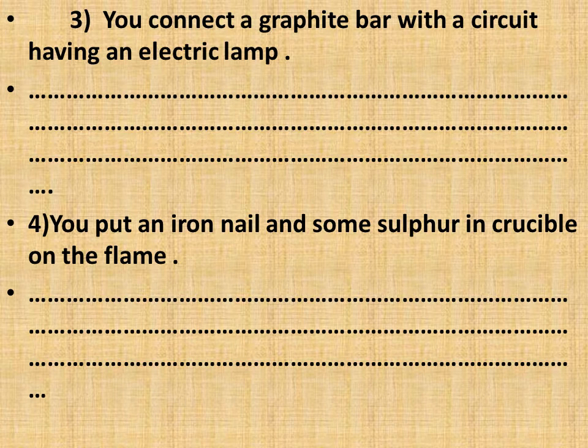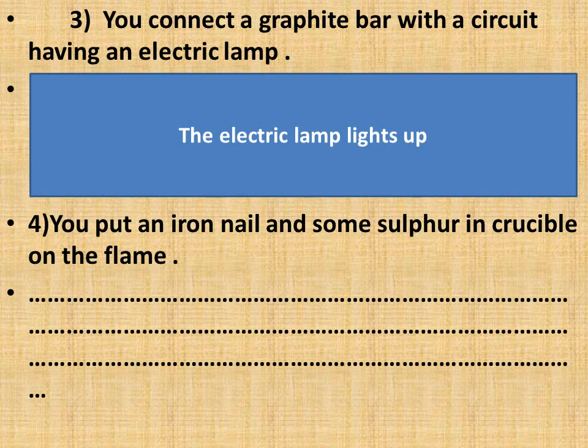Number 3. You connect a graphite bar with the circuit having an electric lamp. We knew that graphite is a non-metal, but it's the only non-metal that conducts electricity. So when you connect the graphite with a circuit having an electric lamp, the lamp lights up as graphite is a good conductor of electricity, although it's a non-metal.